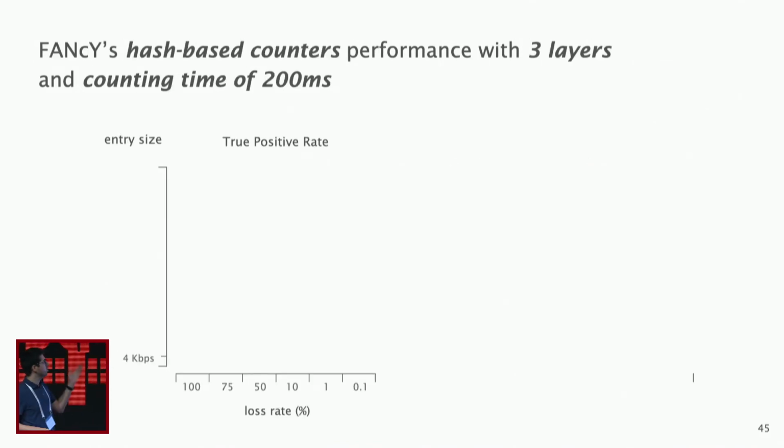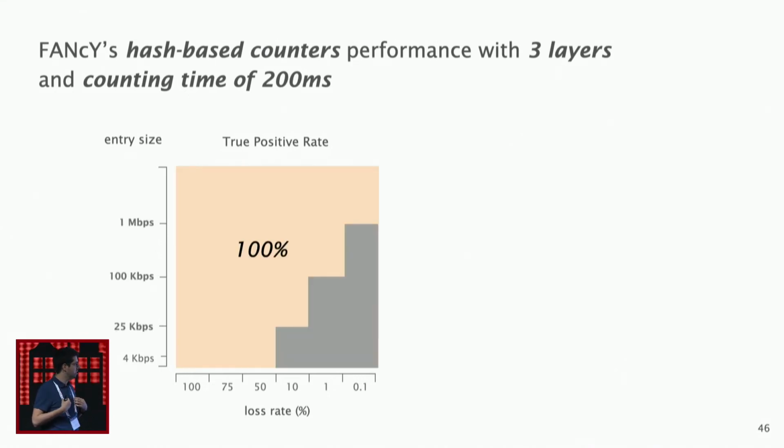Now, I'm going to show you the results for the hash-based counters, how well they perform, and for that we use a 3-layer approach and a 200 millisecond counting session per each zooming. Here I'm going to show you the true positive rate in a sort of heat map, where on the y-axis we have the bandwidth of the entry we are trying to detect, and on the x-axis we have the loss rate we apply to that entry.